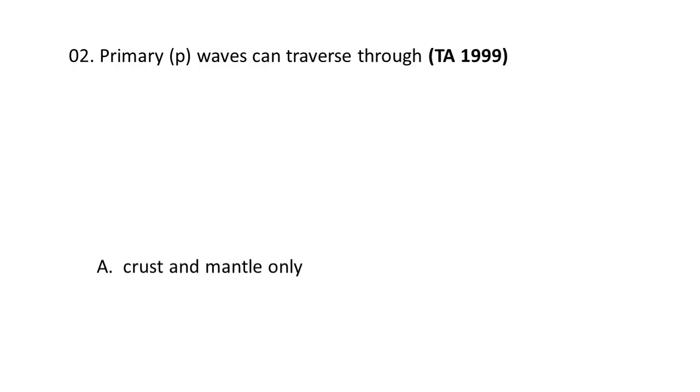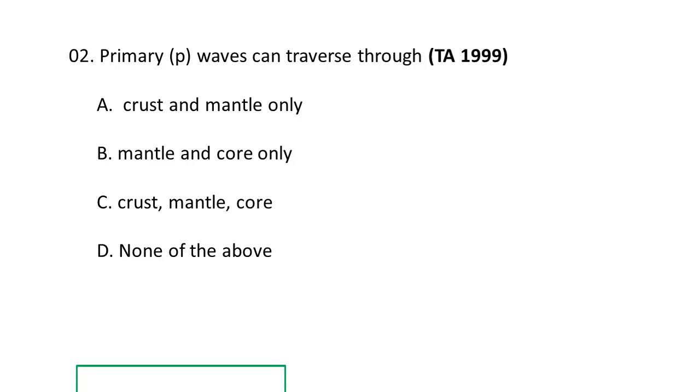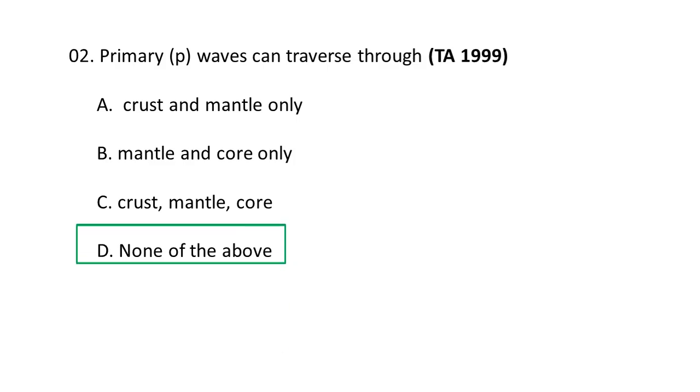Next question. Primary waves can travel through A. Crust and mantle only, B. Mantle and core only, C. Crust, mantle and core, D. None of the above. Primary waves can travel through the crust, mantle and the core. C is the correct option. They travel through all the media, through all types of matter including solids and liquids. So C is the correct option.